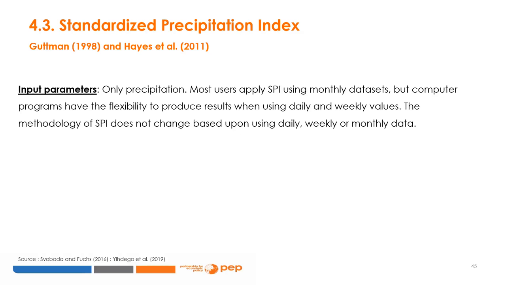The only parameter for input is precipitation. Most users apply SPI using monthly data sets, but computer programs have the flexibility to produce results when using daily or weekly values. The methodology of SPI does not change based on using daily, weekly, or monthly data.